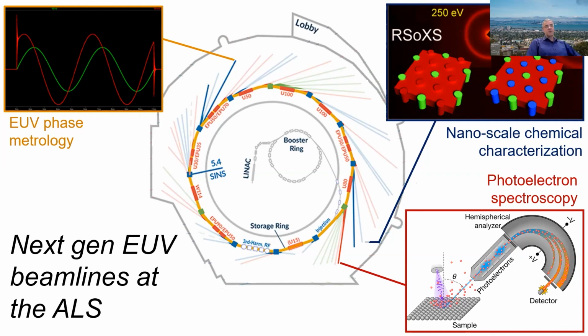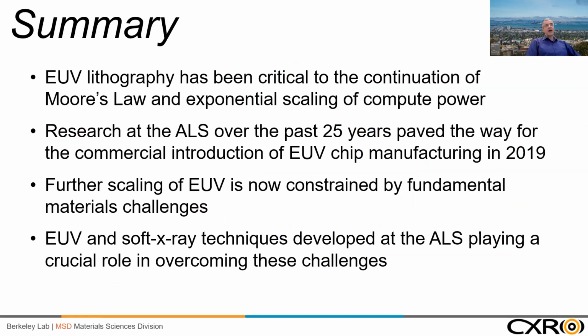All right, so that takes me to my conclusion. Hopefully, I've convinced you that EUV lithography has been critical to the continuation of Moore's law and exponential scaling of compute power. This really has been enabled by research at the ALS over the past 25 years, and we're continuing to enable this technology for the next decade and a half to 2 decades with new research at the ALS.